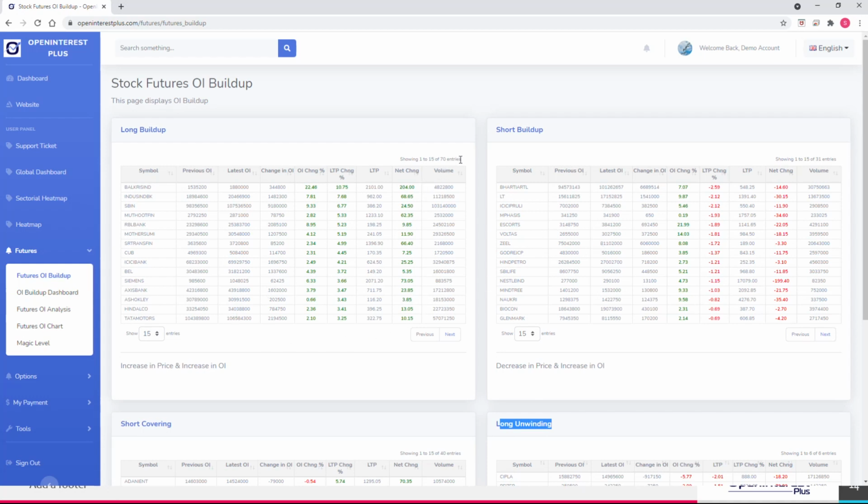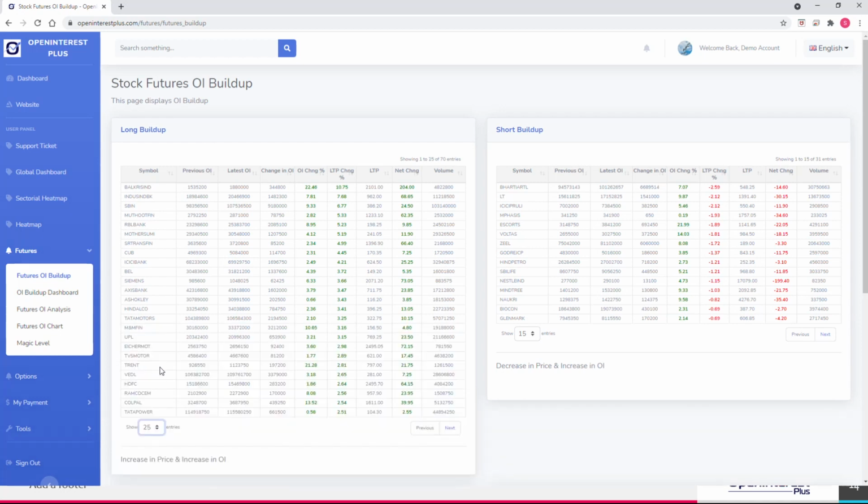So you can see that a total of 70 stocks were bullish and under long buildup, and 31 stocks were under short buildup. So this quickly gives us a comparison of how the split of the stocks was performing. By default 15 stocks are displayed here. In case you want to look at more than 15, you can click on 25, and you will have 25.